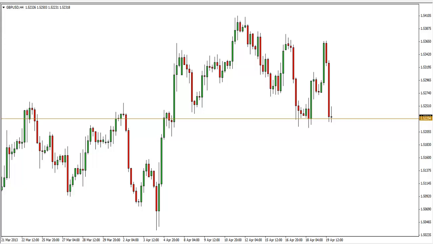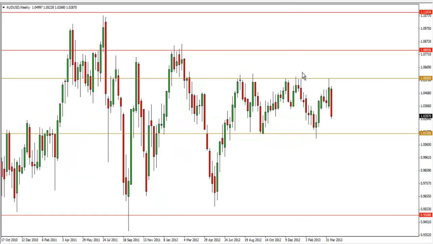And lastly, I'd like to cover the Aussie dollar. Looking at the weekly chart, we can see the Aussie dollar is still in a range, still unable to break out of its range between the 58.50 and the 1500. So it's here and here. So we are in the middle of the range right now.